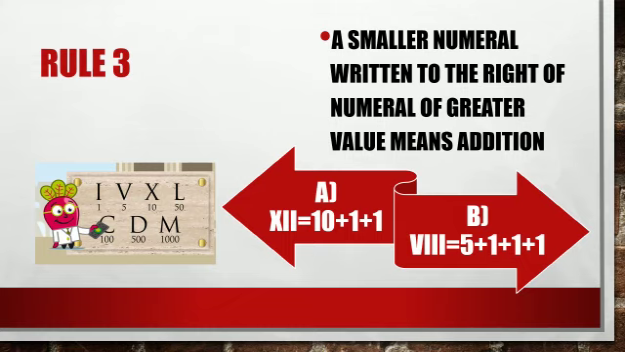Let's take another example. We have VIII. So you can see that I, the smaller numeral, is written to the right of a greater value, which is V, that stands for 5. So we can add them up. So VIII is equal to 5 plus 1 plus 1 plus 1, that is equal to 8.